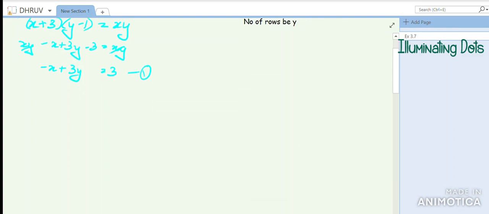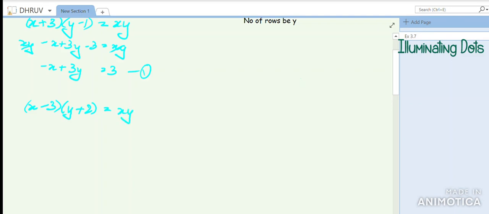The second equation says if 3 students are less in a row, so x minus 3 students in a row, there would be 2 rows more. So y plus 2 rows more is equal to xy, the total number of children. Now I simplified: xy plus 2x minus 3y minus 6 is equal to xy. xy gets cancelled. 2x minus 3y is equal to 6. This is the second equation.